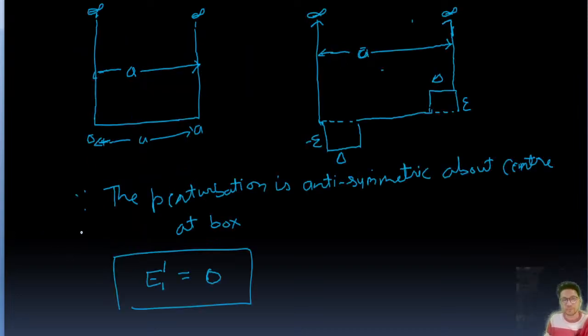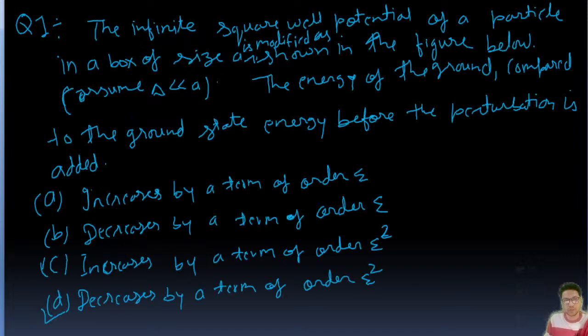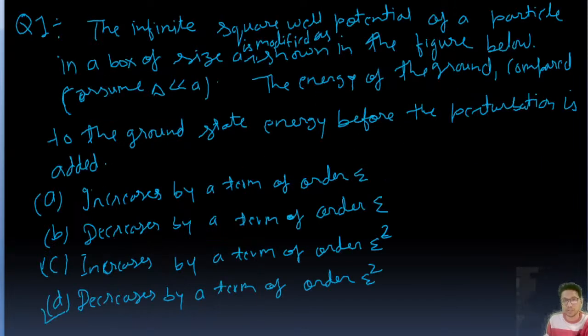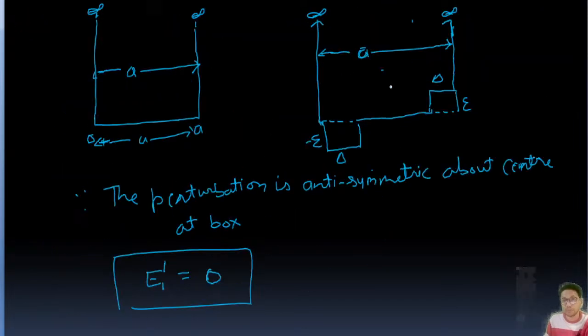So very simple question. The question asks about the energy of the ground state compared to the ground state energy before the perturbation is added. The energy decreases after perturbation, by a term of order epsilon square. Also a very important point is that this perturbation is antisymmetric about the center of the box. So this question is done. Now the next question we are going to solve.